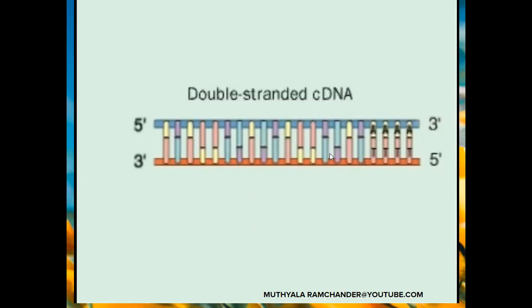And this type of cDNA is stored in libraries. So this is the total process of how to make the cDNA, how to construct the cDNA. Finally, at the end of making cDNA, this type of cDNA is stored in libraries. Those libraries are called cDNA libraries.